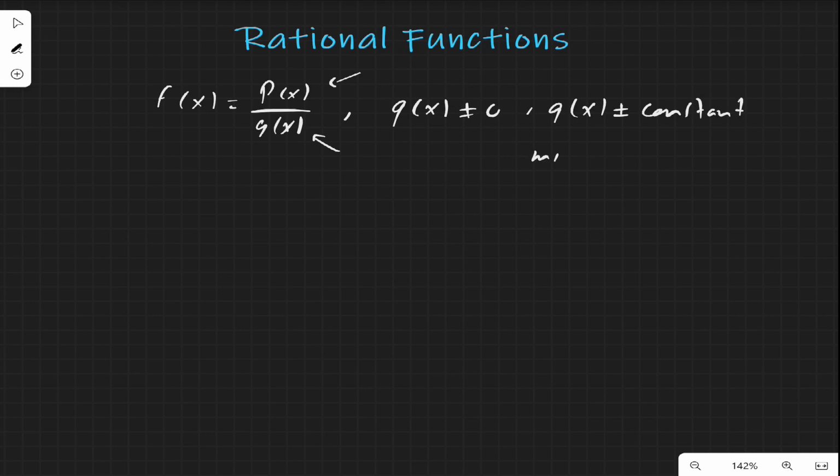meaning the minimum degree of q of x should be 1. Otherwise, it will be a polynomial function. The simplest rational function is the reciprocal function 1 over x.